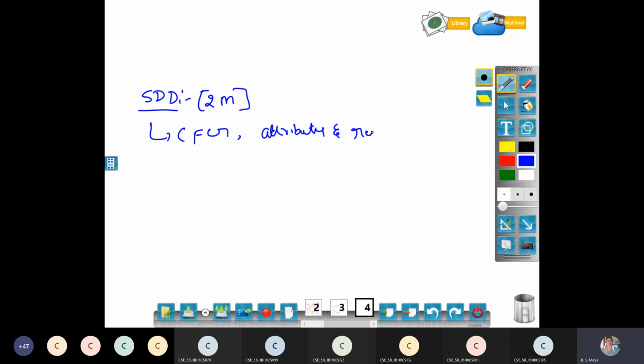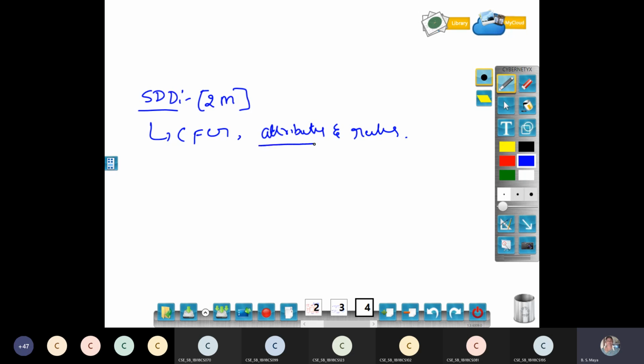So then what is SDD? Mainly you have to concentrate on this topic, what is SDD. This is a very, very important definition. Yesterday I already told you the definition. It carries 2 marks. A syntax directed definition is a context free grammar together with attributes and rules.